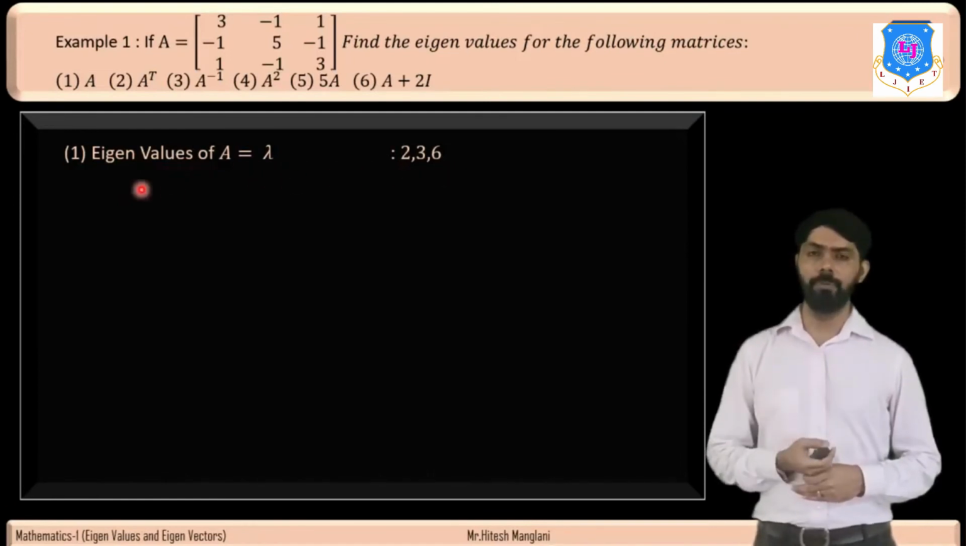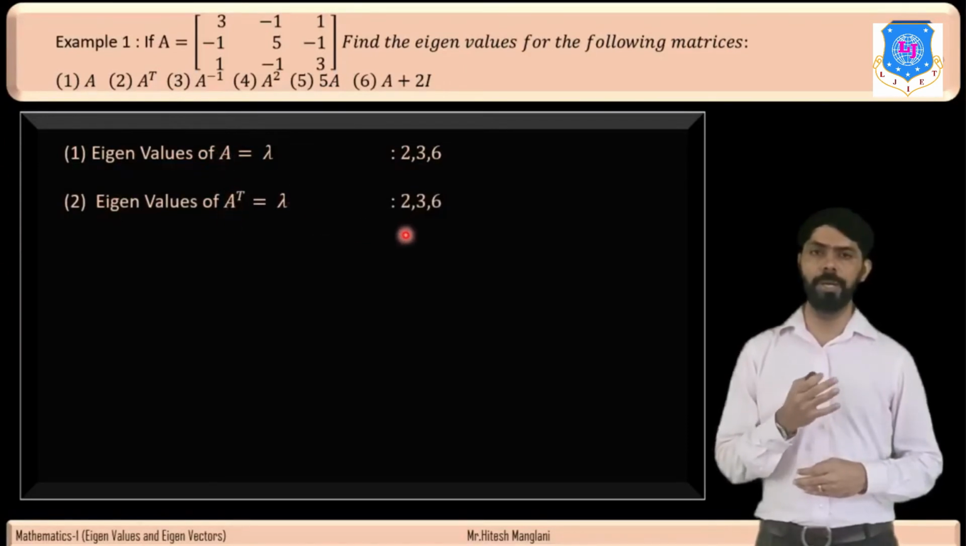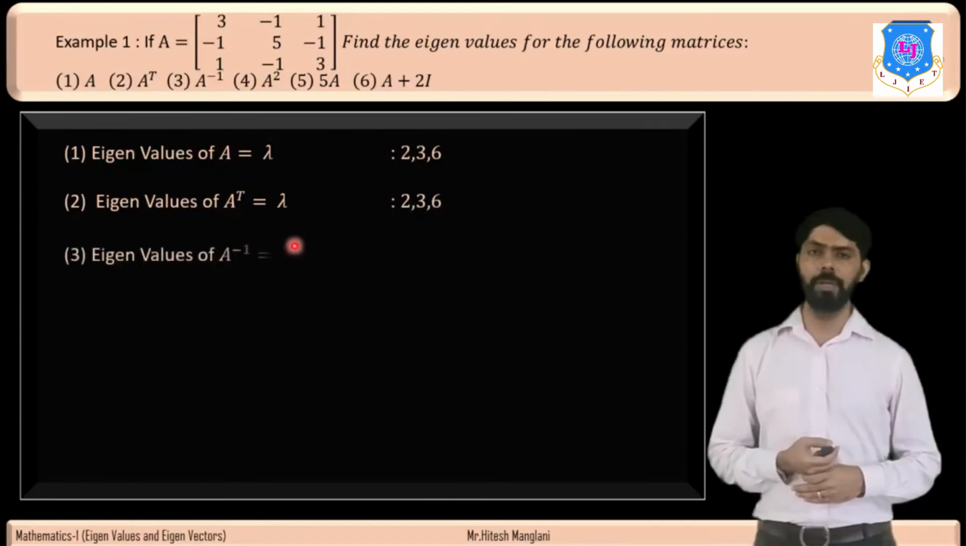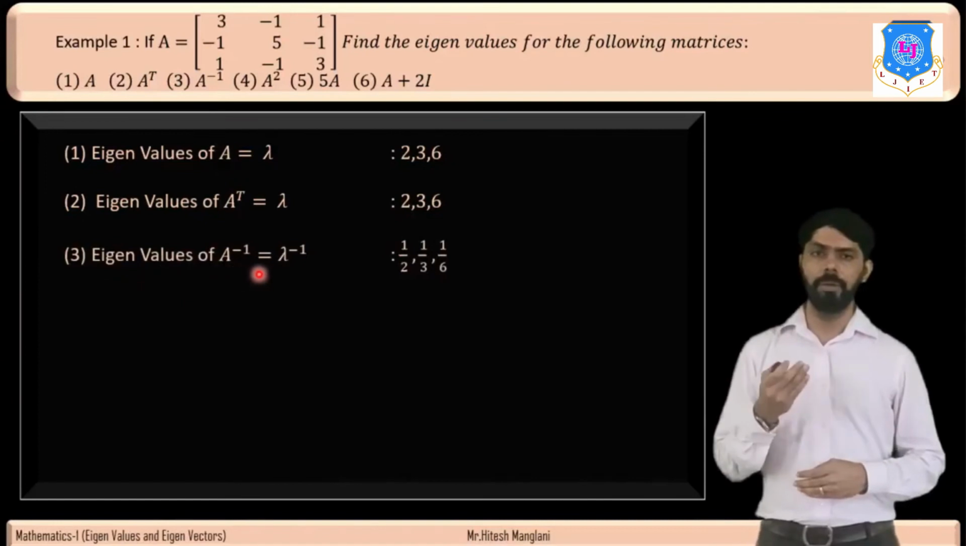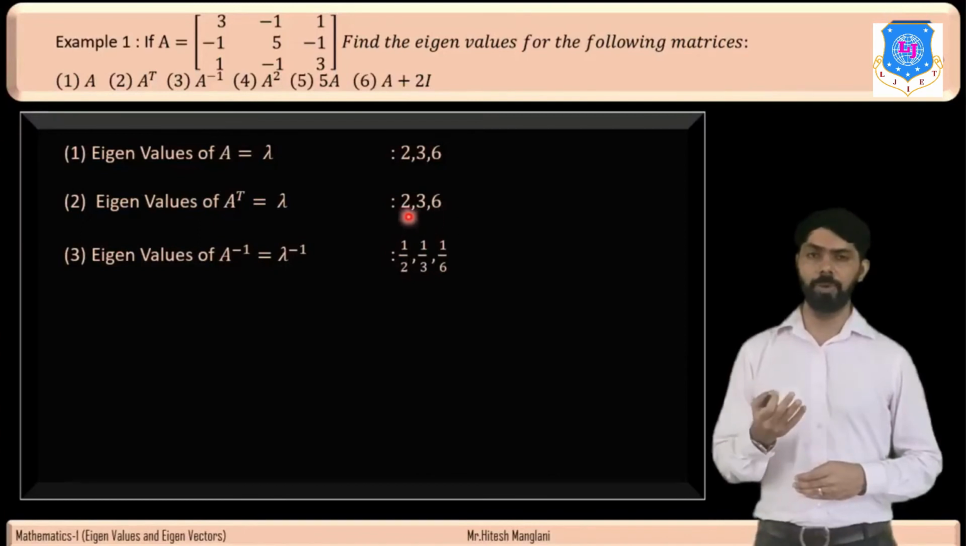Now we will have to find the eigenvalues of A transpose. So eigenvalues of A transpose and A are the same. Therefore eigenvalues of A transpose, lambda, are 2, 3, 6. Now we will find the eigenvalues of A inverse. So eigenvalues of A inverse are 1 divided by 2, then 1 by 3 and 1 by 6, because eigenvalues of A inverse are 1 upon lambda.